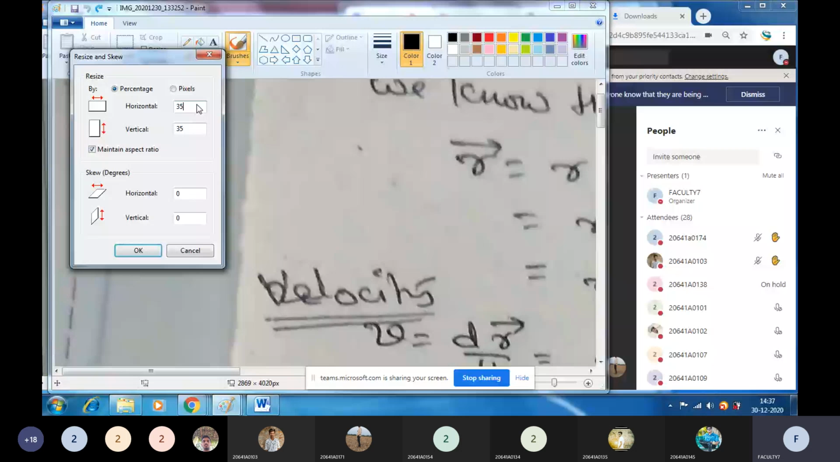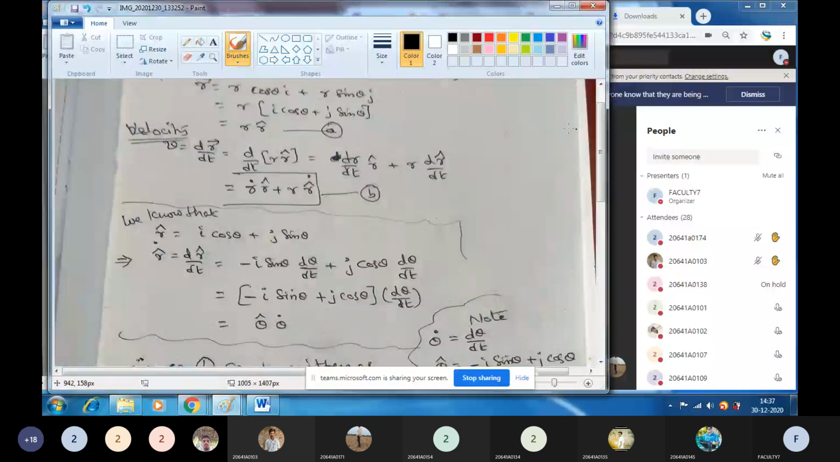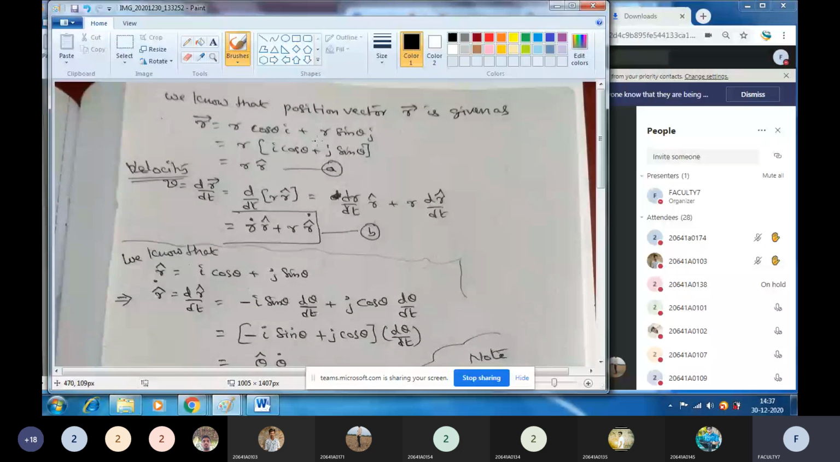Okay, now here let me repeat the things here. We started with r here, and we got the velocity. Now here r is r into r cap. Okay, so you find here this r is a vector, this vector is given as r into r cap. So now here we are getting the velocity is obtained as r dot r cap plus r into r cap dot.